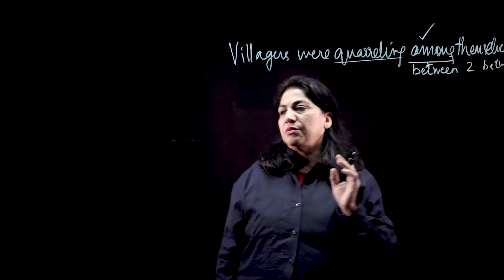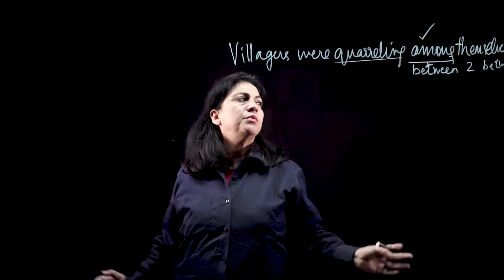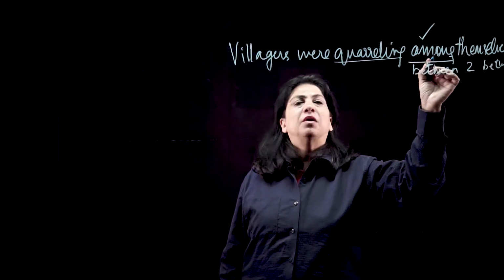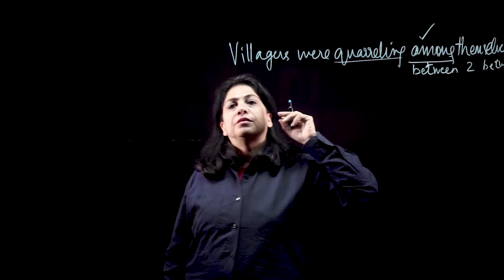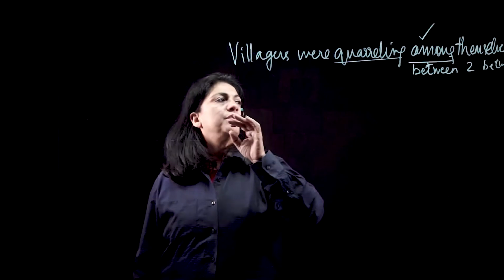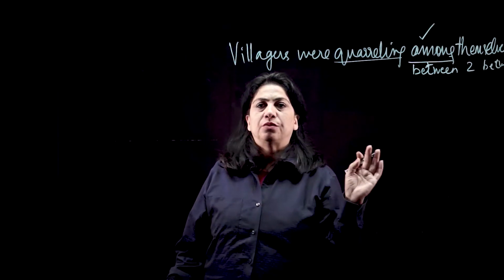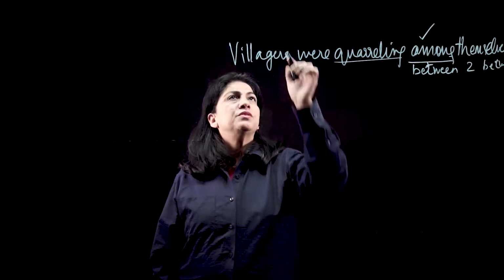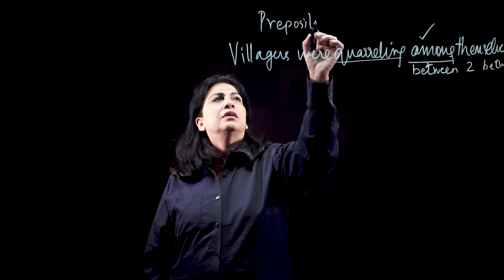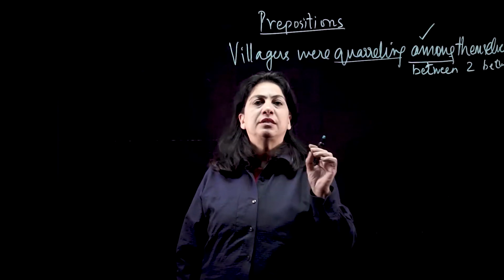I sat between Rina and Sheena. That means I am with two people, so I will use between, and for more than two I will use among. I distributed sweets among my friends. Among my friends, that means the whole classroom. So our topic is prepositions. It prepares us to write correctly.